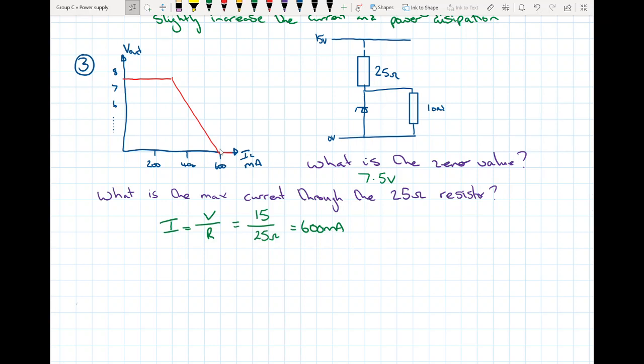I meant to say there that the maximum current is going to be when the load has no resistance, so it's a short circuit. So we purely have the current going through the 25 ohm resistor, and there's no current going through the Zener diode, and the load has zero ohms.